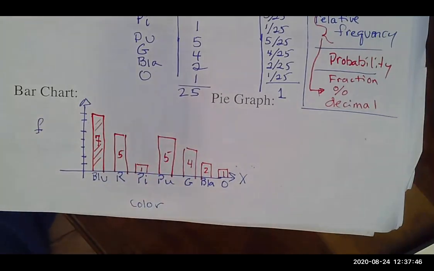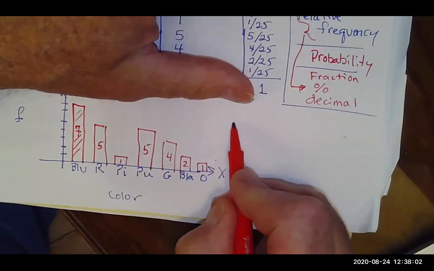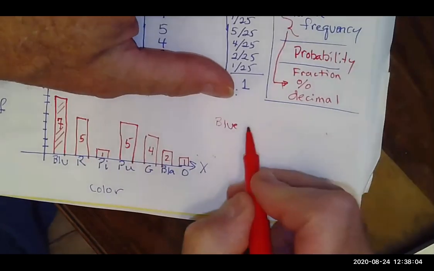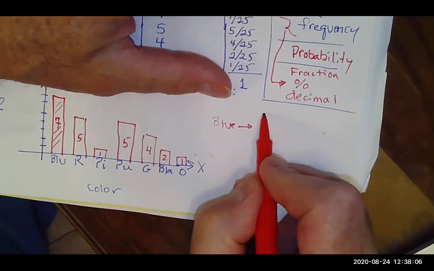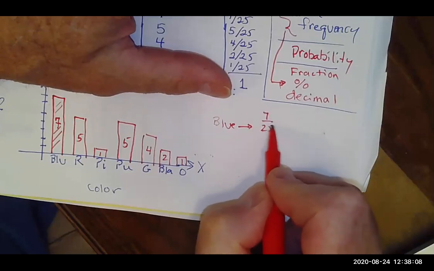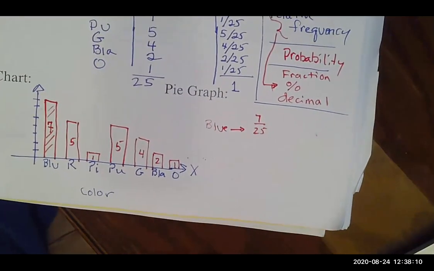What percent is the most popular color? What percent of those that were surveyed was the most popular color? Now, you have to go and say, well, it's blue. Blue is the most popular color, so you go 7 out of 25, but then you're going to have to turn that into a percent.